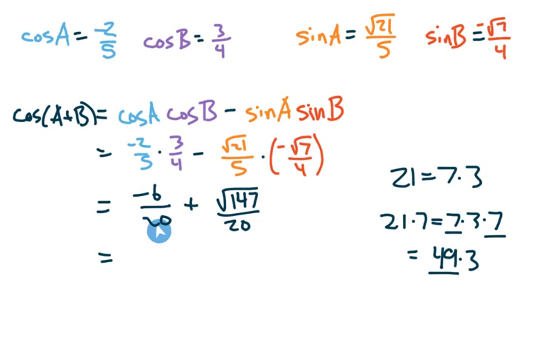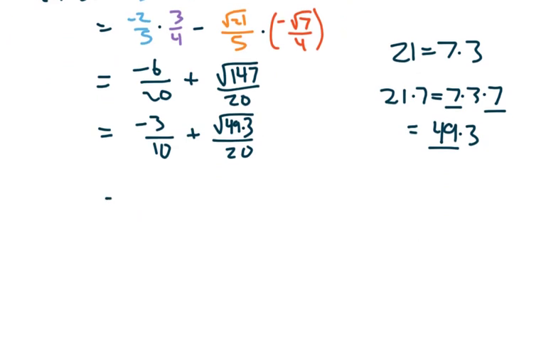You should also notice that this reduces if you want. And you can do that, or if it's your preference to get a common denominator, you can do that too. I'm going to reduce this right now. They both have a common factor of 2, negative 3/10. And this square root is the same as this square root. So negative 3/10 plus the square root of 49 times the square root of 3, 7 radical 3 over 20. That's our answer. Tarbo-tastic!